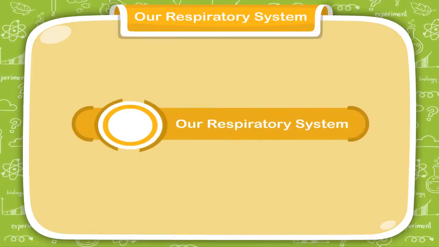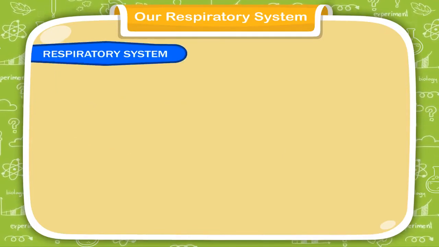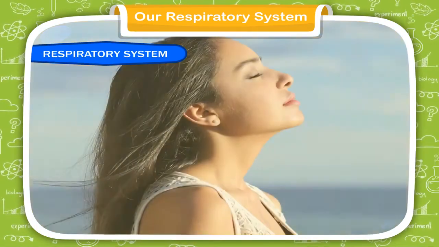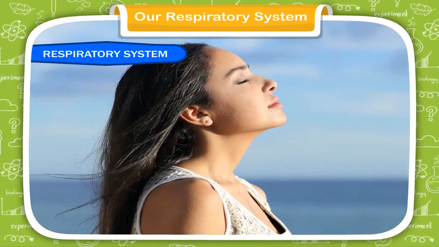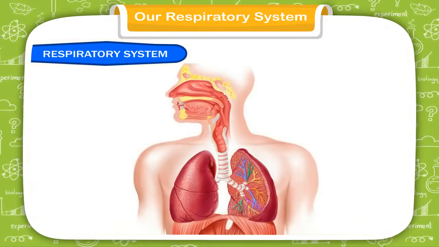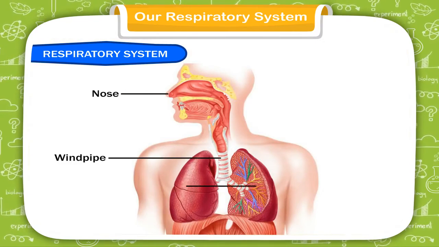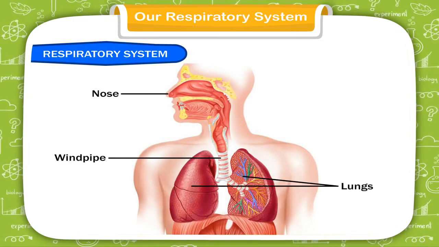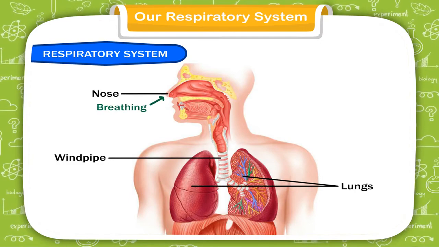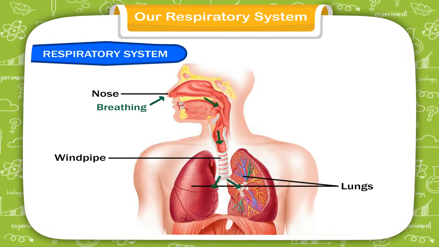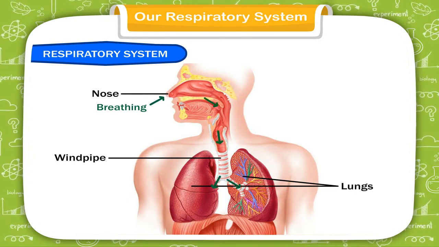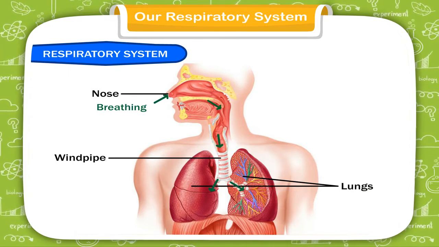Our respiratory system. We all breathe air to live. Our respiratory system consists of the nose, windpipe, and lungs. While breathing, air enters through our nose and reaches the lungs through the windpipe. Our lungs absorb oxygen from air and send it to the blood.